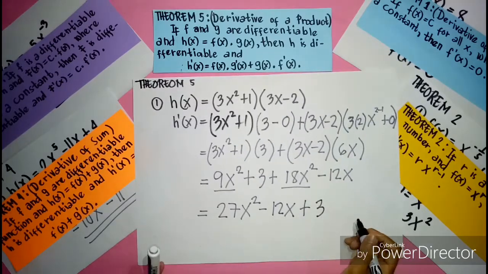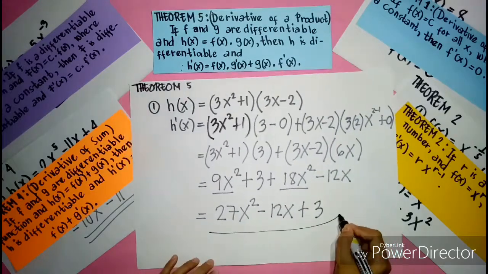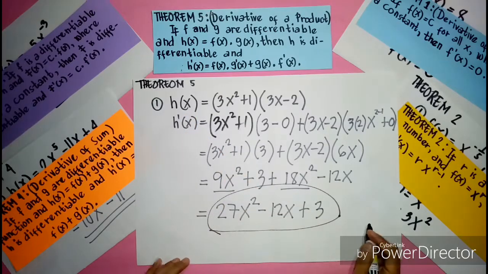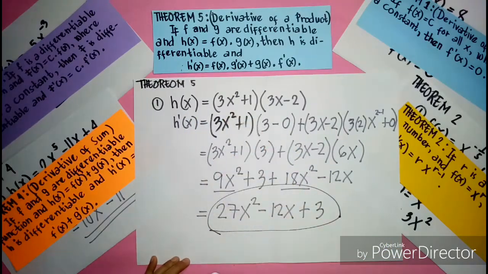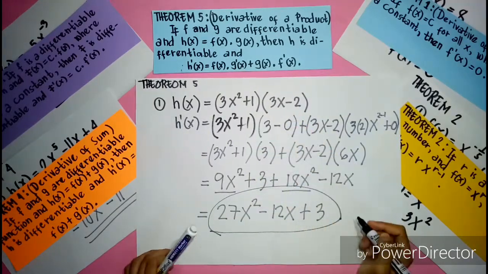So we arrive at this part, which is the derivative of the function h of x is equal to 3x squared plus 1 multiplied by our g of x, 3x minus 2.